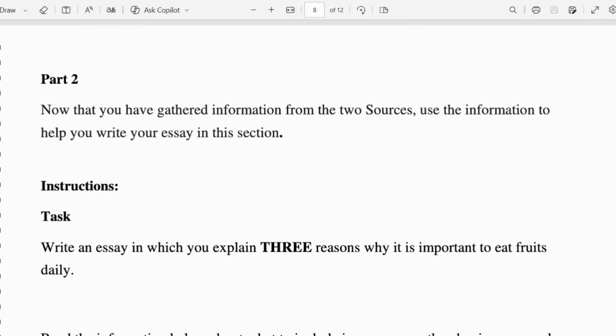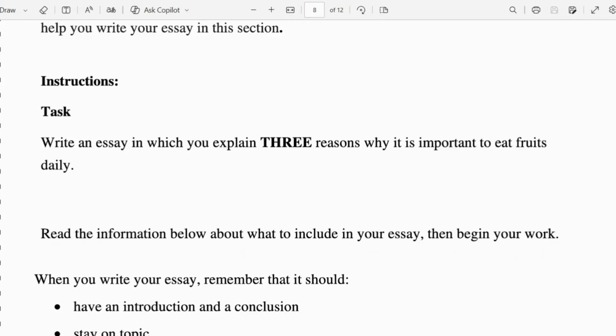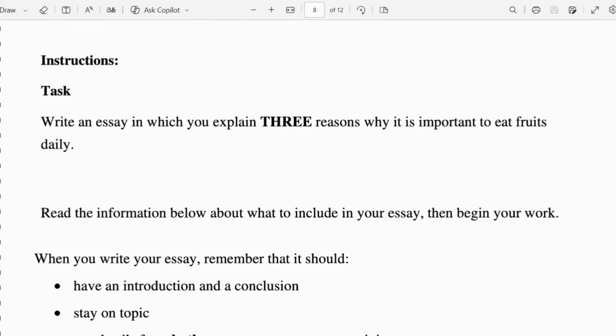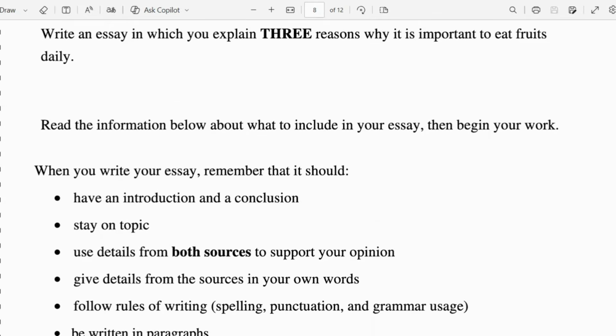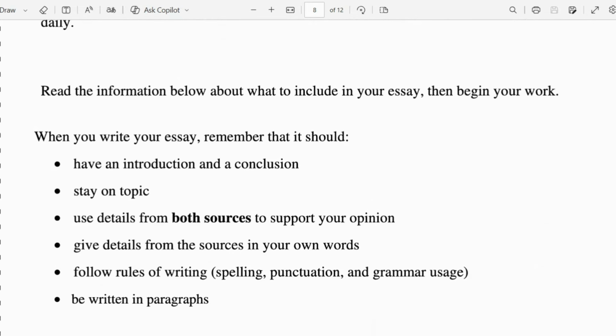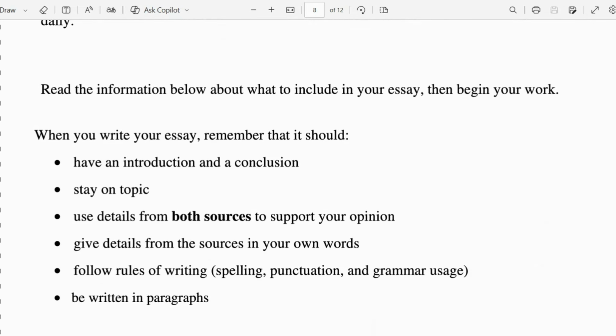So here's the writing prompt, or the task. It says: write an essay in which you explain 3 reasons why it is important to eat fruits daily. Read the information below about what to include in your essay, then begin your work. When you write your essay, remember that it should have an introduction and conclusion. Stay on topic. Use details from both sources to support your opinion.